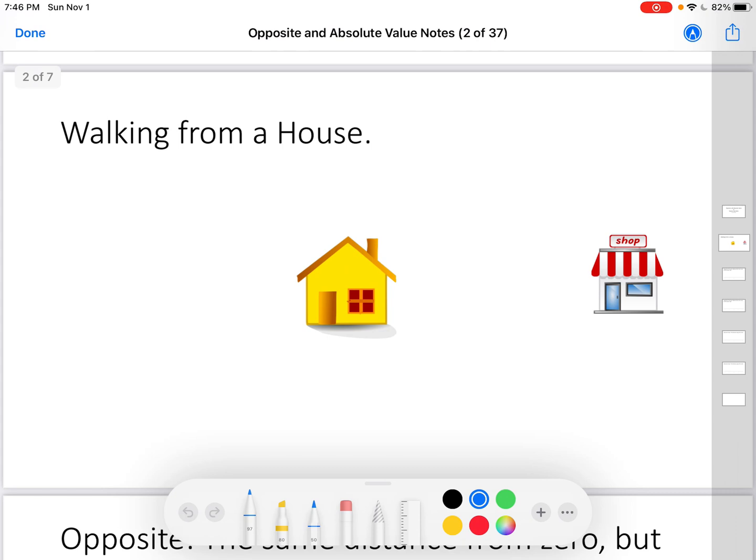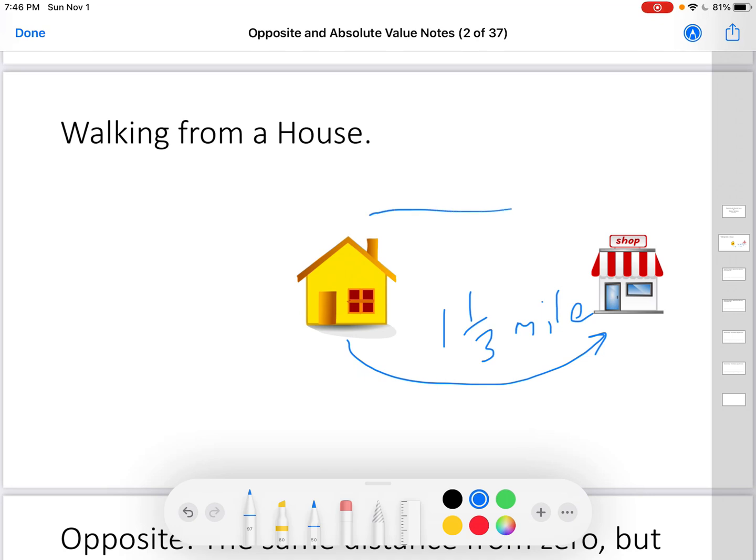Okay, we're going to start by walking from a house. We're going to walk from the house to the shop. Let's walk this way. Let's say it is 1 1/3 miles. I don't know why I put an F when I'm going to write miles. I was probably thinking of feet. But walking 1 1/3 feet is just one step. So we'll make it a few steps. We'll make it 1 1/3 miles.